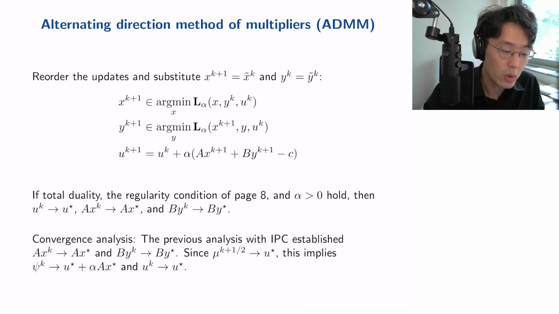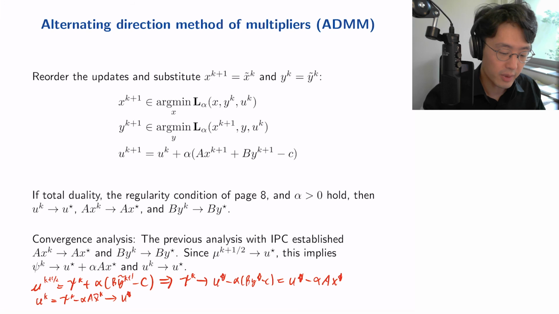So, if strong duality holds, the regularity condition that we had stated holds, and if alpha is positive, then u k converges to u star, a dual solution, A x k converges to A x star, and B y k converges to B y star. Now here's the reasoning of the convergence analysis. This is the same algorithm as before, and when we did the analysis starting from the IPC technique, that allowed us to establish that A x k converges to A x star and B y k converges to B y star. In the DRS FPI, we know that the mu k plus 1/2 iterates converge to the dual solution mu star because we are applying the DRS to the dual problem.